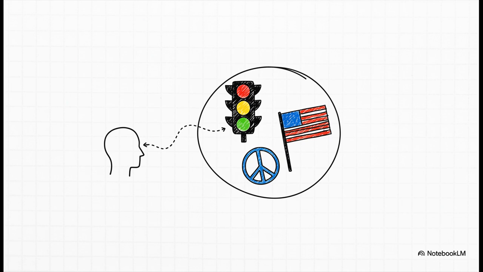And finally, we have the symbol. This is where the connection to the object is based purely on a learned rule or a cultural agreement. This loops us right back to Saussure's big idea. Words are the best example, but so are traffic lights or national flags. There's nothing inherently American about a pattern of stars and stripes. That meaning is something we've all learned and agreed upon.